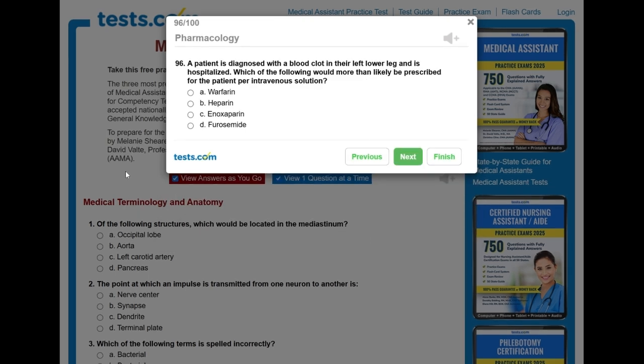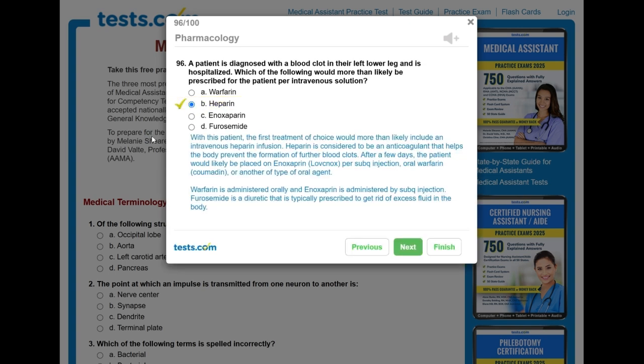Question 96. A patient is diagnosed with a blood clot in their left lower leg and is hospitalized. Which of the following would more than likely be prescribed for the patient per intravenous solution? A. Warfarin, B. Heparin, C. Enoxaparin, D. Furosemide. B. Heparin. With this patient, the first treatment of choice would more than likely include intravenous heparin infusion. Heparin is considered to be an anticoagulant that helps the body prevent the formation of further blood clots.